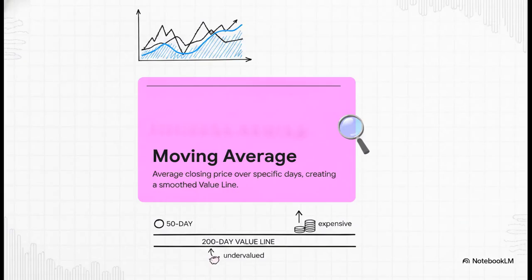Next up is the moving average. Now this calculates the average closing price over a specific number of days, creating a nice, smoothed out line right over the chart. For long-term value investors, we're specifically looking at the 50-day or the 200-day lines. That 200-day moving average acts as a visual anchor. Think of it as a true value line. If the price dips significantly below this line, the stock is historically undervalued. If it shoots way above it, things are getting historically expensive.